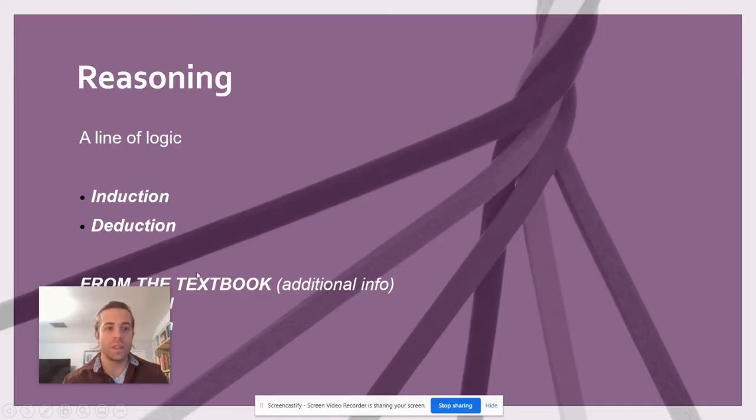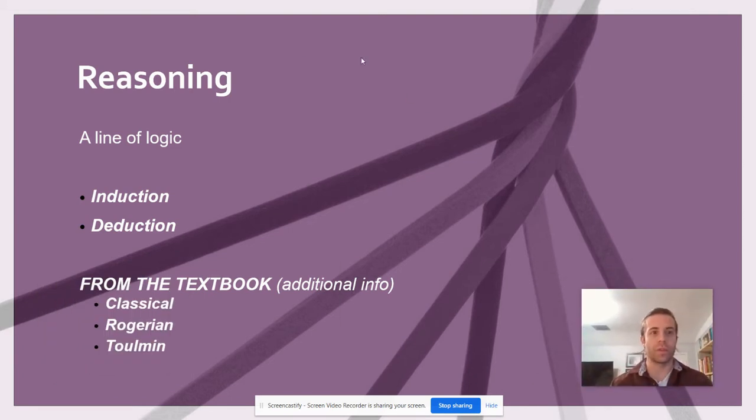So we need to talk about this idea of reasoning and developing this concept of a line of logic. So if A equals B and B equals C and C equals D, then we can follow that line of logic all the way to say A equals D. This is very algebraic in a sense, and there's a couple ways that we can take a look at this.